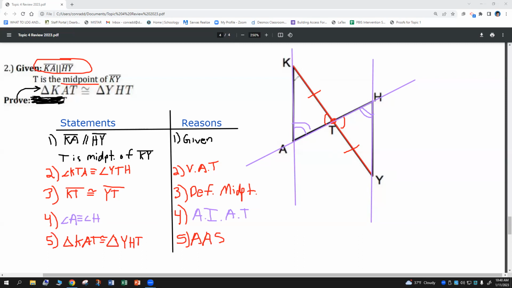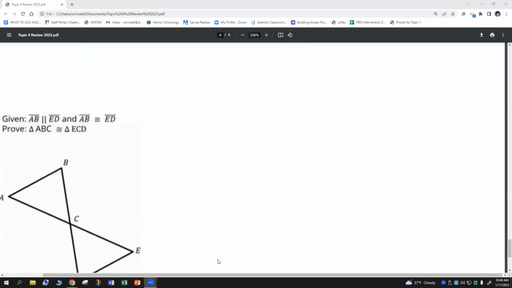Okay, if you chose to do angle K and angle Y were congruent by the alternate interior angle theorem, then you would have angle, side, angle. So if you pick K and Y instead of A and H, then you would have angle, side. All right, that's number 9. We got one more, number 10 on here.